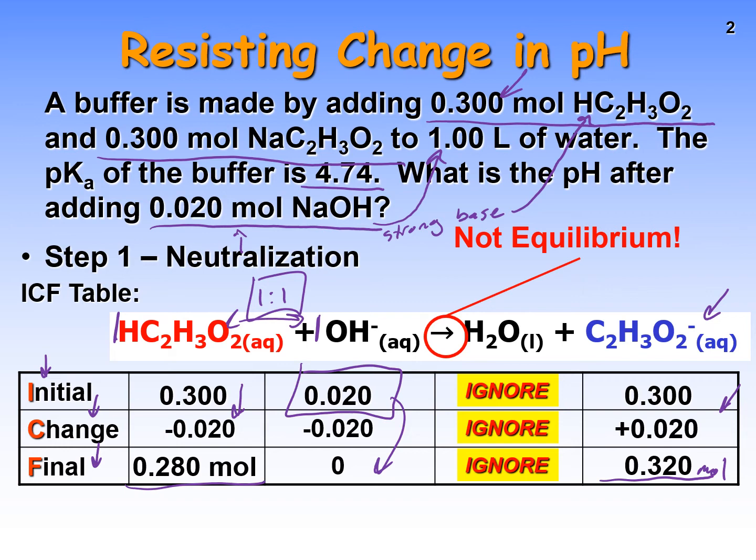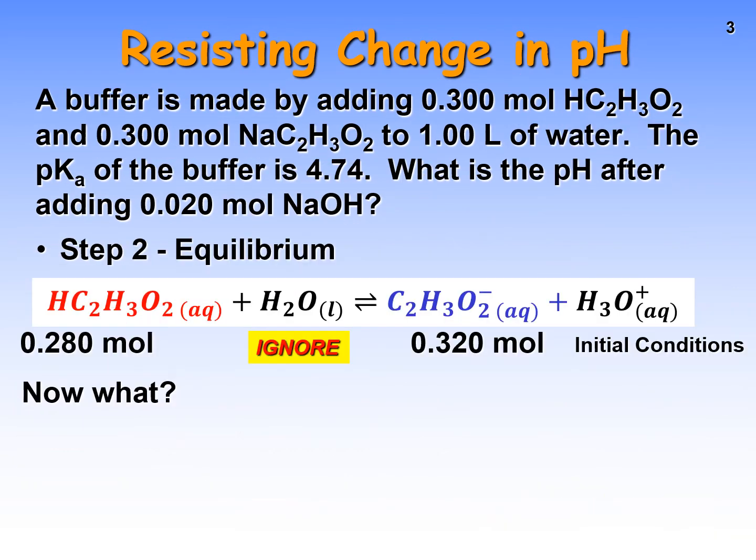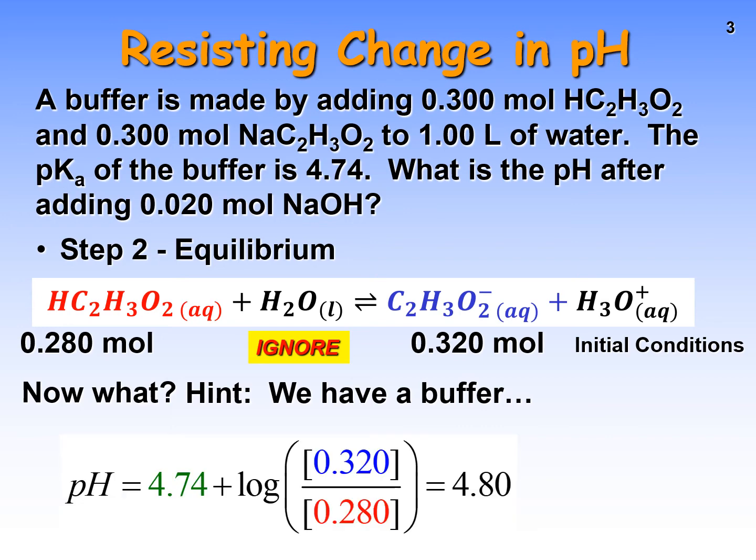So the next step is now we can use Henderson-Hasselbalch. So again, this is not the equilibrium. This is just strong acid, strong base, or sorry, weak acid, strong base, going to completion, neutralization step. So great. What happens next? Well, we have a buffer. So let's use the Henderson-Hasselbalch equation.